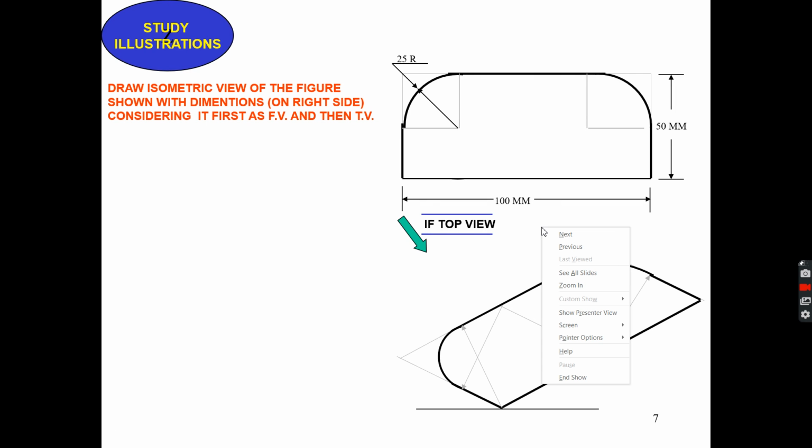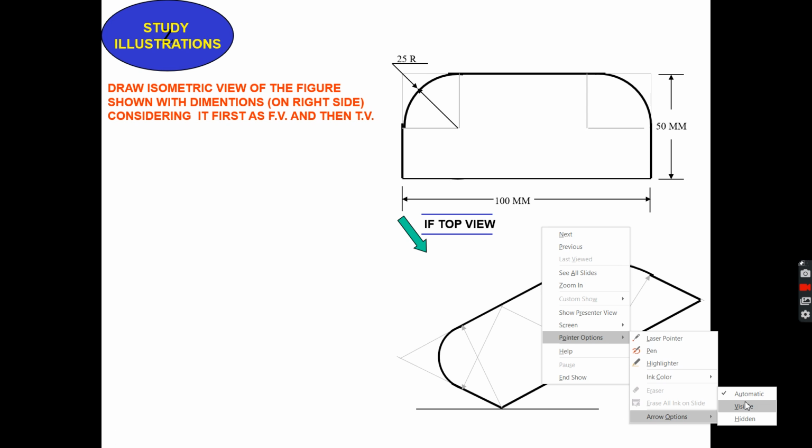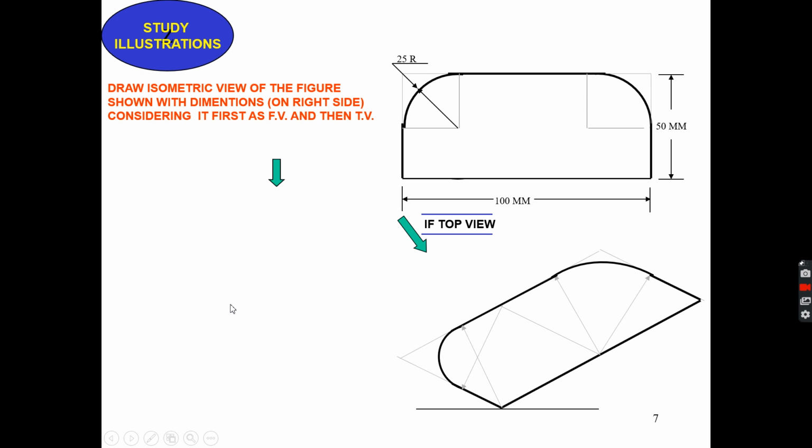The similar way you can draw the front view of this diagram. Okay, so at the front, first I will draw the rectangle of 100 mm by 50 mm. After doing that, I will divide the rectangle into two parts, and now I will draw this diagram.